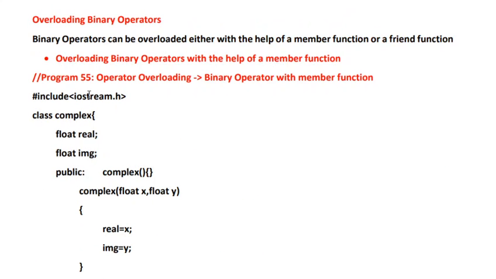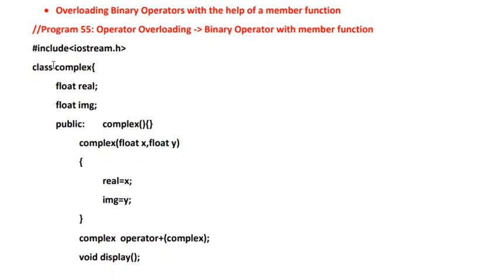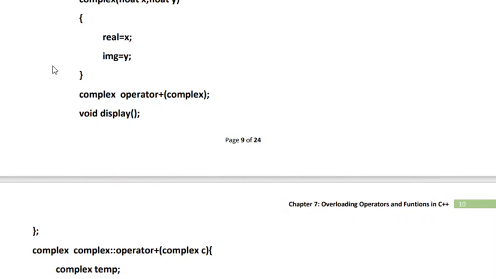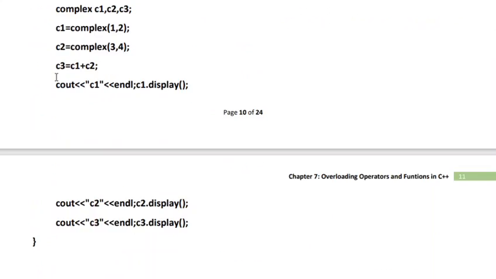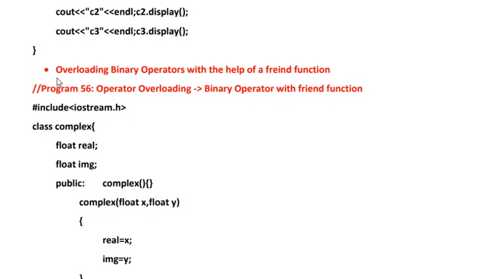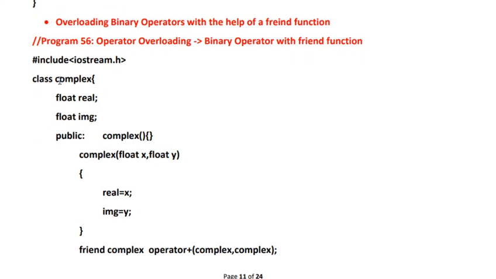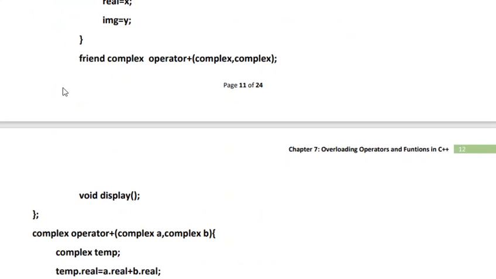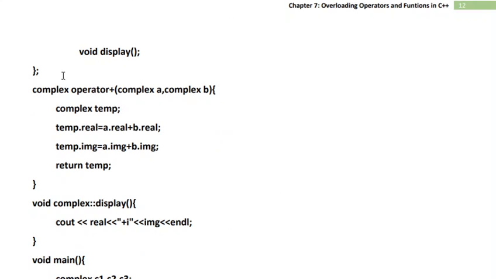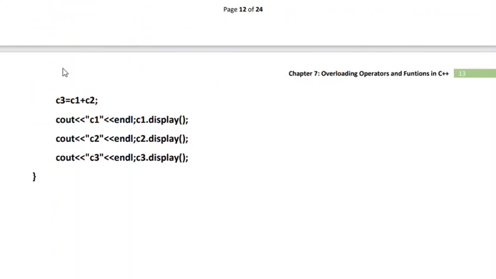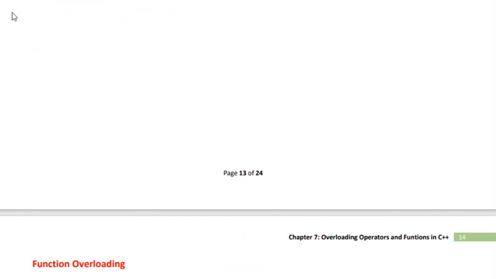So in today's class, we have learned about overloading a binary operator using a member function. Whenever you're overloading a binary operator using a member function, you need to provide one argument explicitly. We have also learned about overloading a binary operator with the help of a friend function. Whenever you're overloading a binary operator with the help of a friend function, you need to provide two arguments explicitly, right? That's what we've learned, and we have tried to understand it with the help of an example.